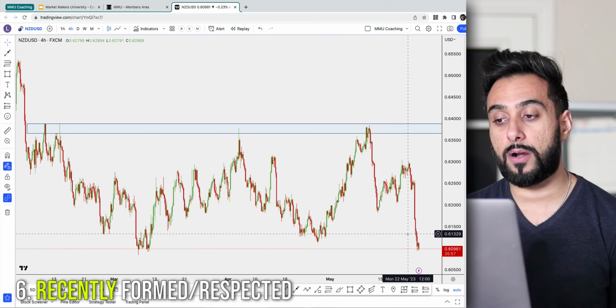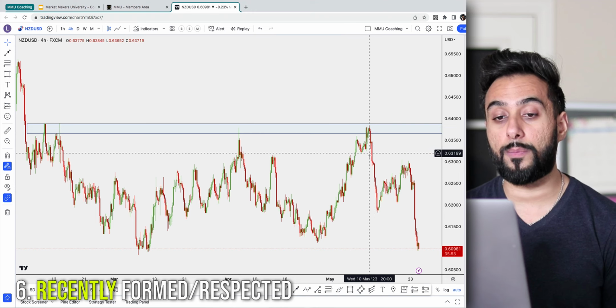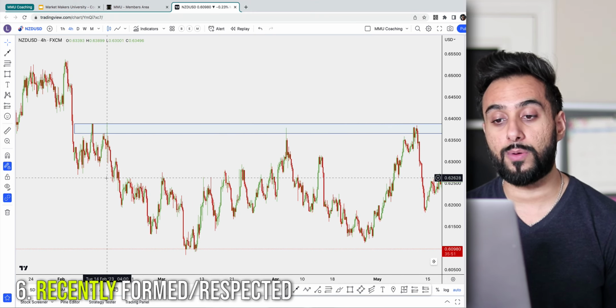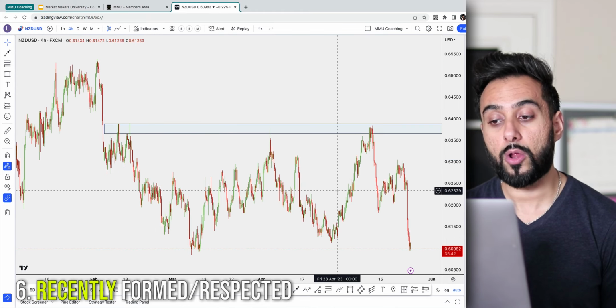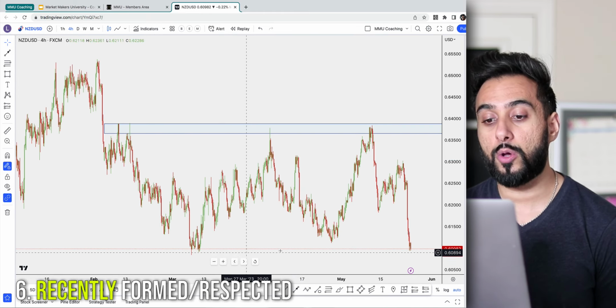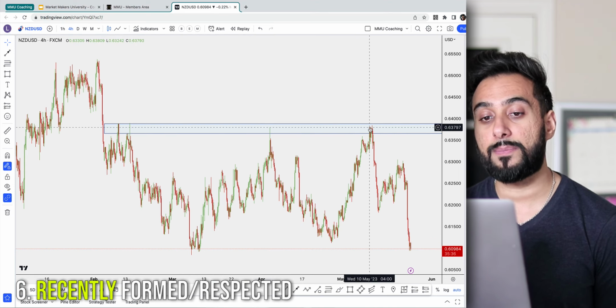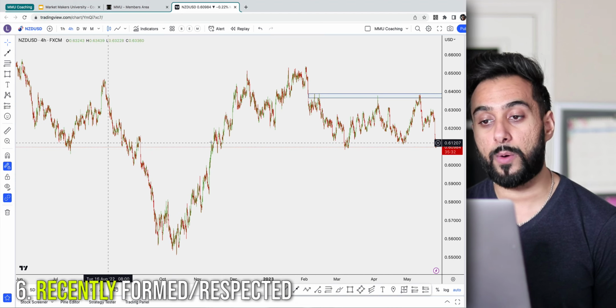So you find zones that are being respected or have been created recently, those have more weight, those have more power than zones that have been created in the past. Why? It's because more people are looking, more smart money, more professional educated traders are looking at the recent zones as opposed to zones that were created years and years ago somewhere in the past.